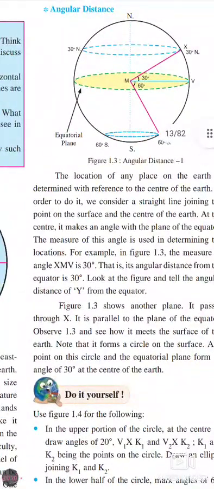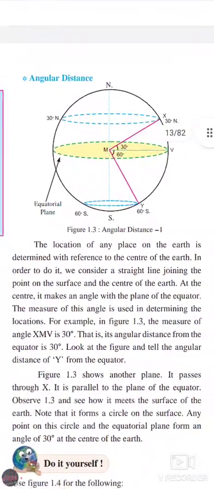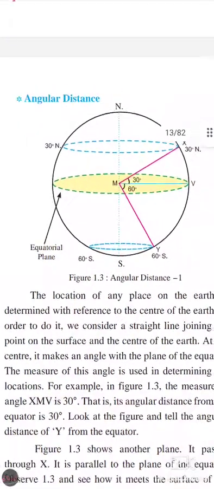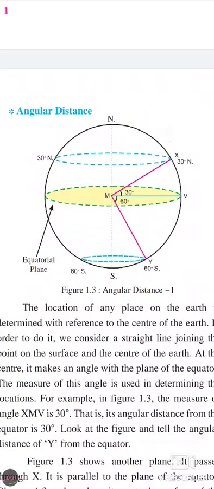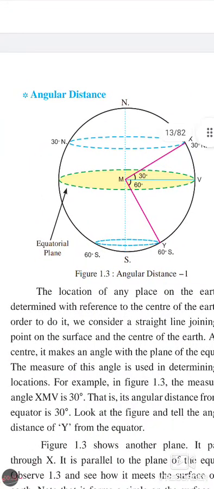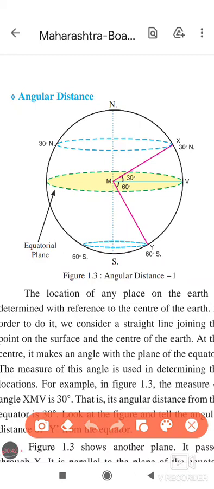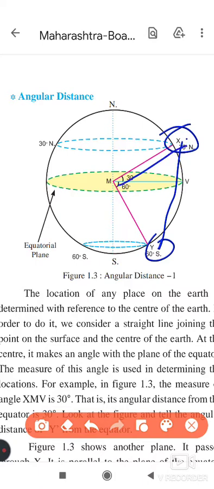But now we go through this lesson thoroughly. Here is the point, that is the angular distance, and the picture shows us the angular distance between X and Y. Here is X, and here is Y, and the angular distance between them.